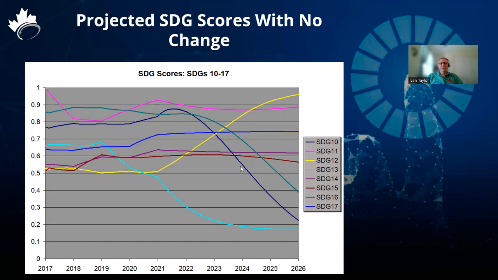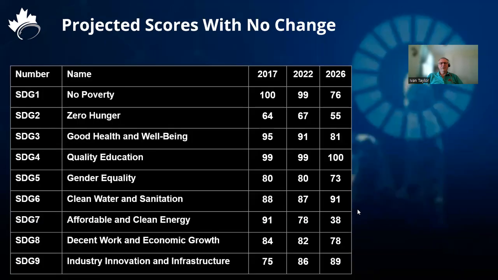So this other darker blue line here is decreasing substantially too, and that is inequality. So the model is projecting that the inequalities in income in Canada will be getting worse in the next few years. So here's the projected scores.